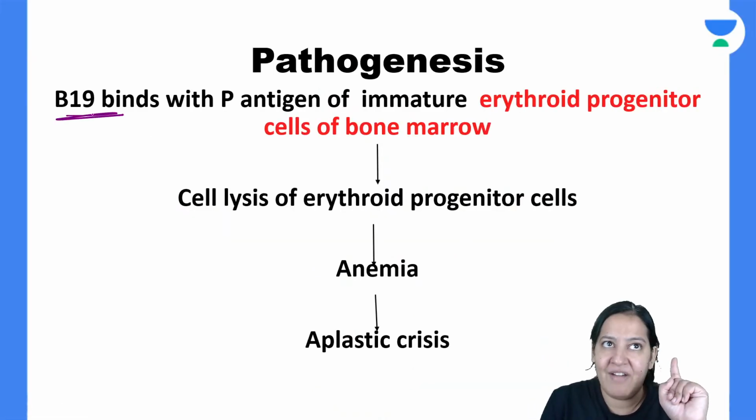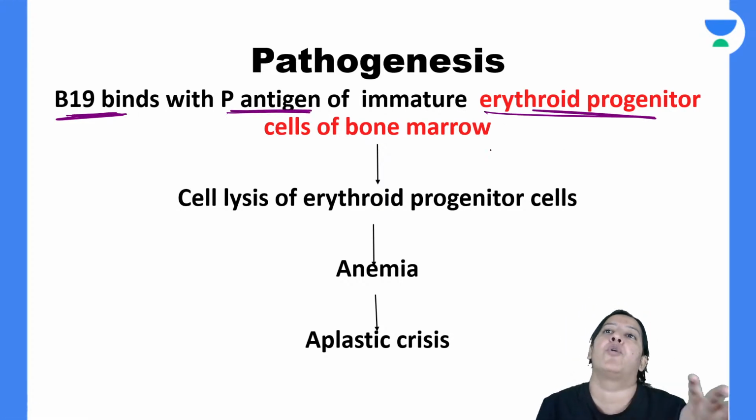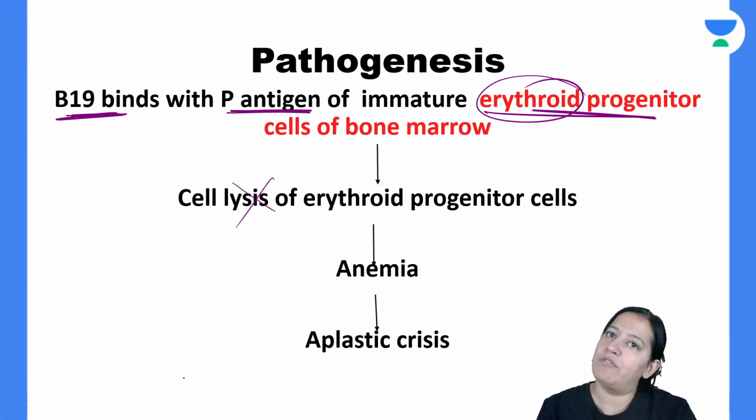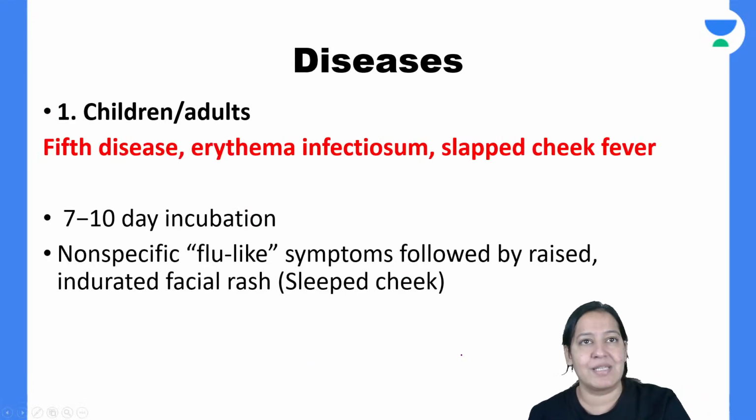So B19 virus binds with the P antigen on the erythroid precursor of the bone marrow. Erythroid यानी RBC के precursor. So it causes cell lysis of the erythroid stem cells. So it will cause anemia, that is known as aplastic crisis. Give me a thumbs up.